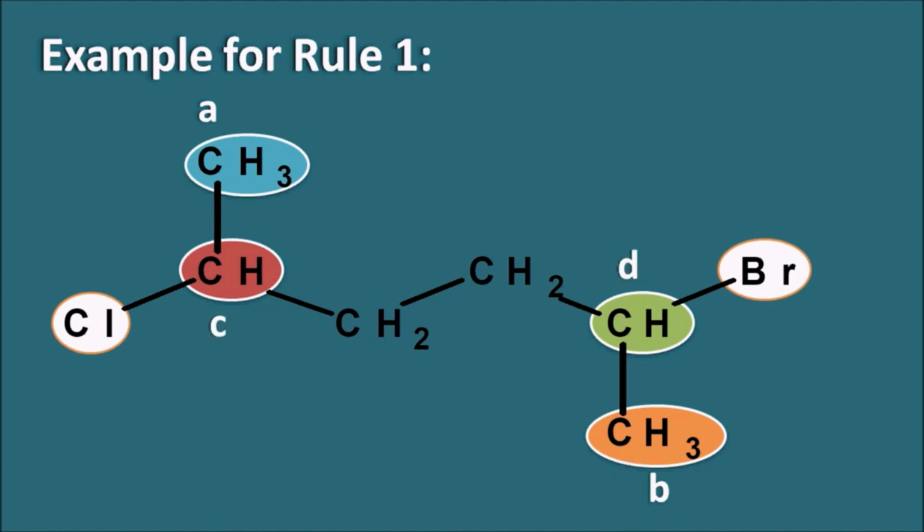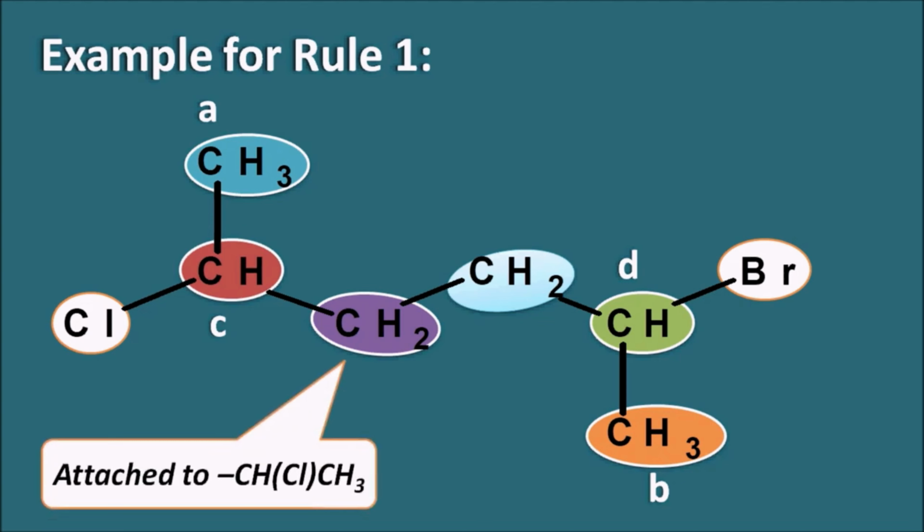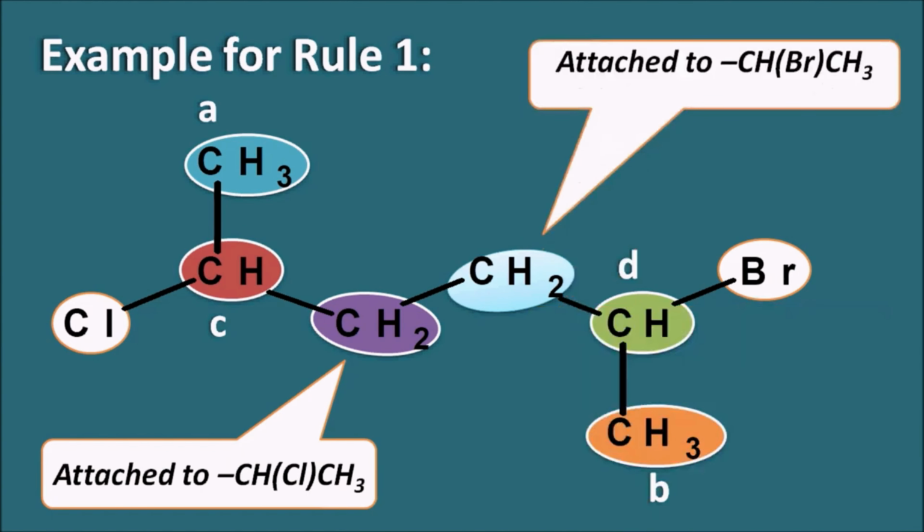Both are different. And finally, what about this CH2? This is CH2 and this is another CH2. Whether both are equivalent or not? This CH2 is attached to the CHCl CH3, but this CH2 is attached to the CHBr CH3. That means again they have a different environment and different linkage, so they are again not chemically equivalent and they will give different NMR signals. So this CH2 can be indicated by letter E and this CH2 can be indicated by letter F. So here all the protons are not equivalent, so this structure will give 6 NMR signals.